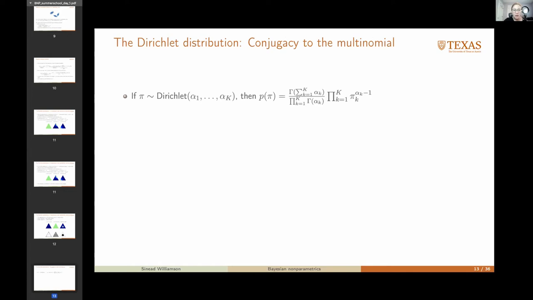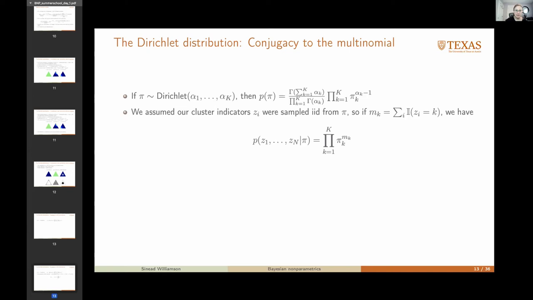So the Dirichlet distribution has a number of nice properties that are going to make it really convenient to work with. So this is what the PDF of the Dirichlet looks like. We have some normalizing constant that depends on the alphas, and then we've got a product of terms involving the actual probabilities. And we're going to use this, remember, in a clustering model. So we're assuming that our cluster indicators were generated by sampling IID from the pi that we got out of this. So the overall likelihood conditioned on pi is going to be the product over all the pi's of that entry of pi to the number of times we've seen that component. So here, m sub k is just going to be the number of times we've picked component k.